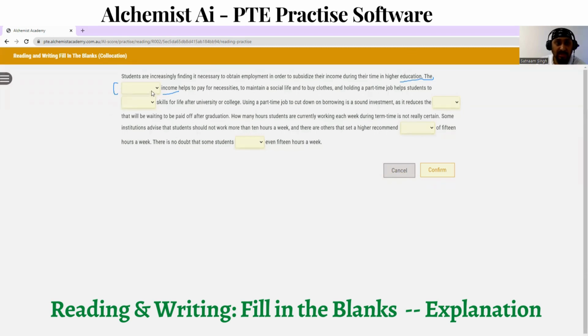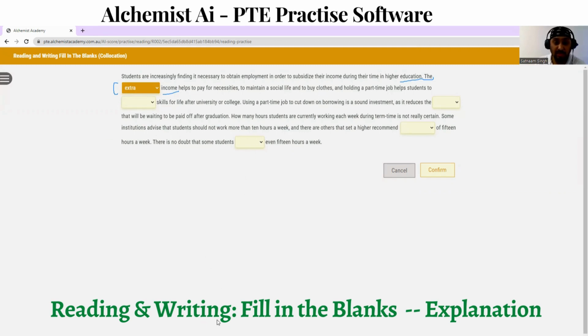So this says the dash income. Can I say imaginary income? Income is never imaginary. Income cannot be unnecessary either. So the best option here is extra. The extra income helps students to pay for necessities, to maintain a social life and to buy clothes, and holding a part-time job helps students too.